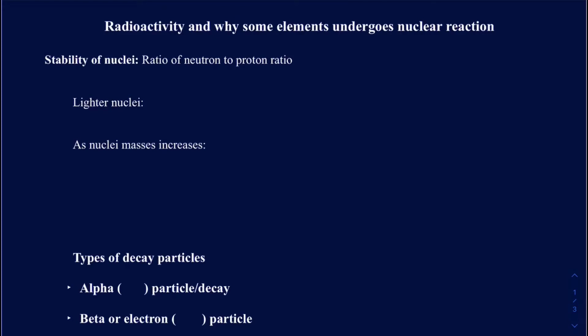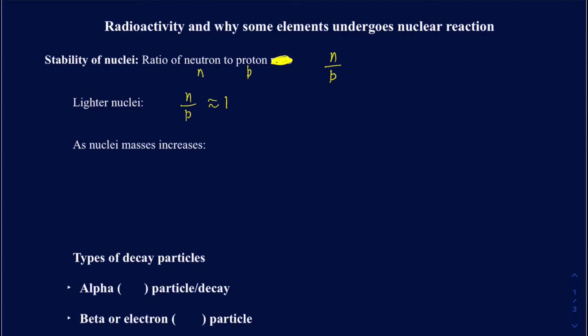The stability of a nucleus is actually dependent on the ratio of the neutrons to protons. So I have the ratio here twice. Let's say the symbol for the neutrons is going to be N, the symbol for protons is going to be P, and it's all about the ratio of neutrons over protons. For lighter nuclei, the ratio of neutrons over protons is close to 1, and there are a few exceptions where it's a little bit less than 1, but it's roughly close to 1.